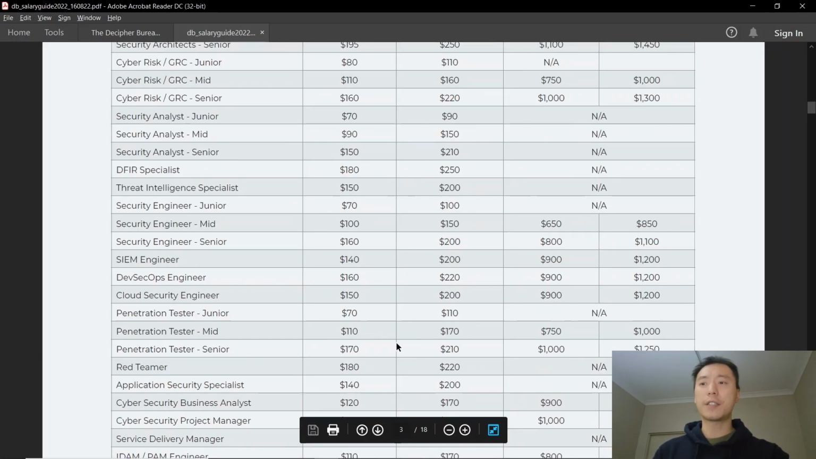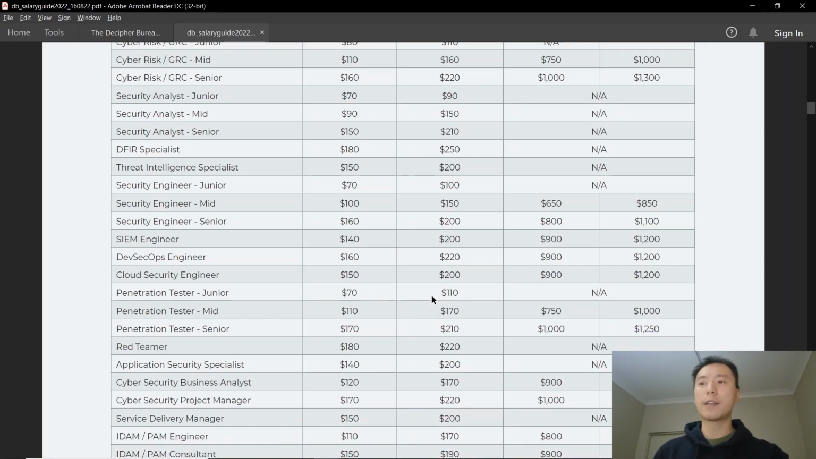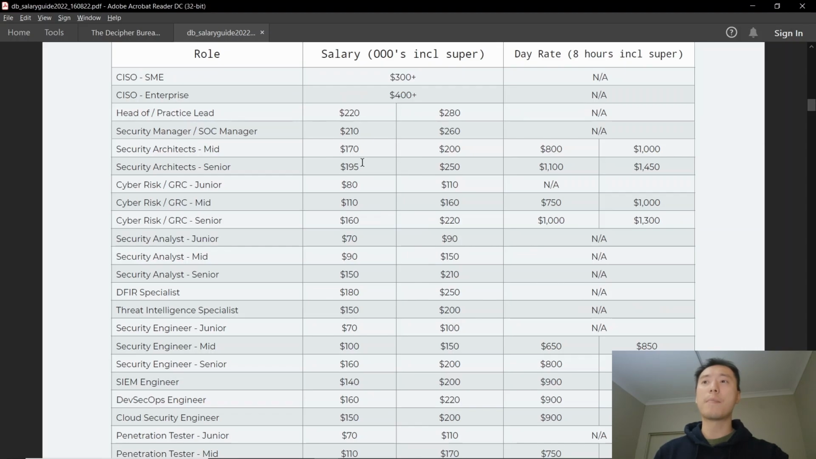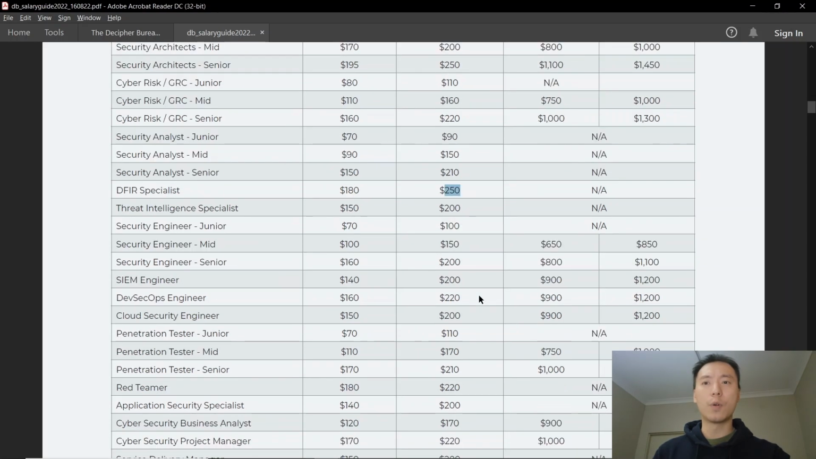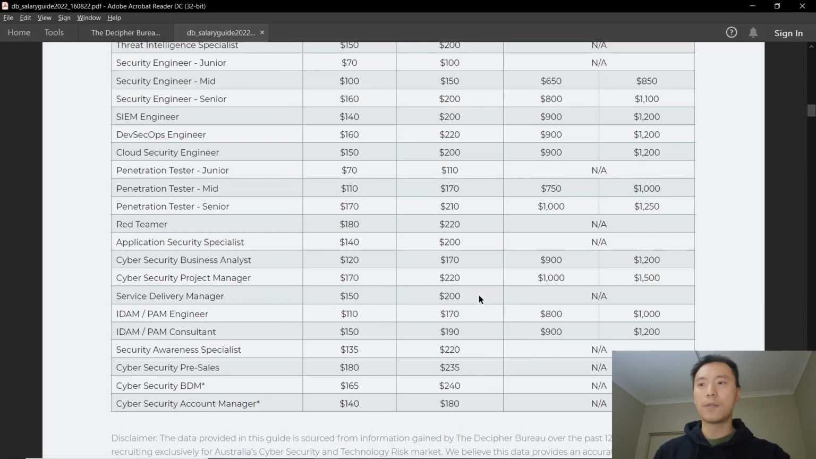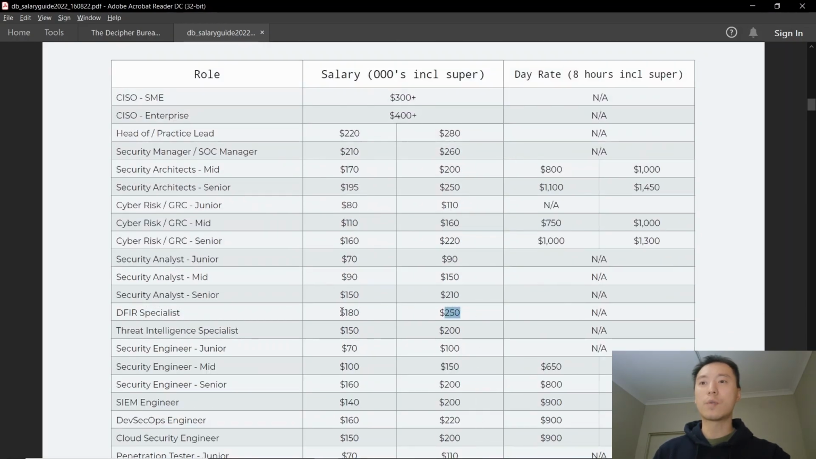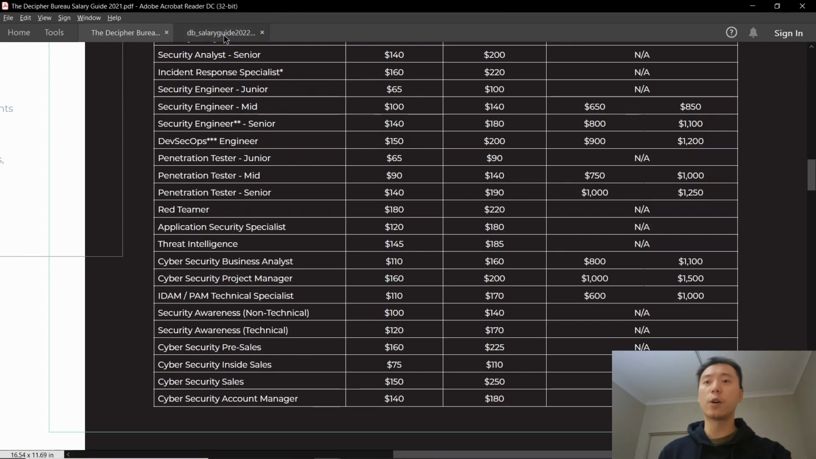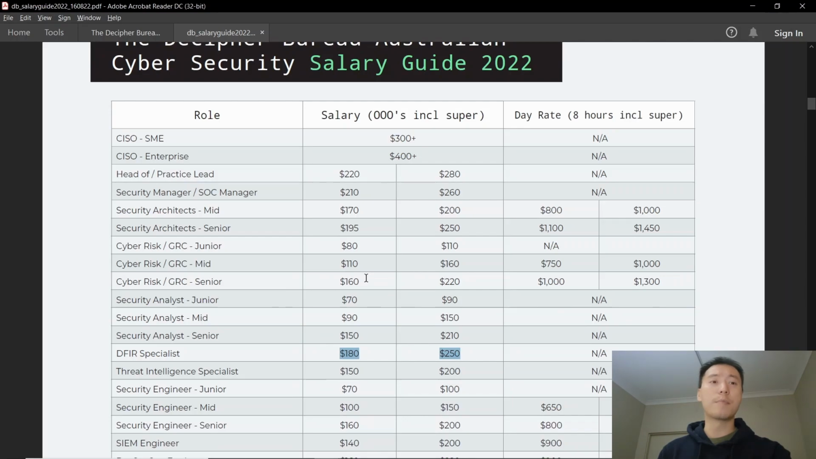For penetration testing, after you've done it for a while, you can either specialize into a red team or an application security specialist. And for GRC roles, you can usually go into management type roles. Security analysts can go into a DFIR specialist, digital forensics and incident response, which actually pays the highest out of all these technical roles. Only if you go into management can you get a higher rate than incident response, which is interesting to note. So I'll chuck these two salary guides in the video description below if you want to look at these numbers a bit more yourself.